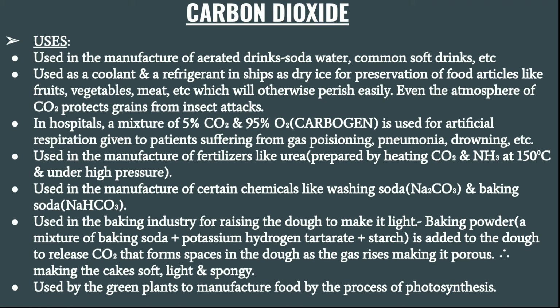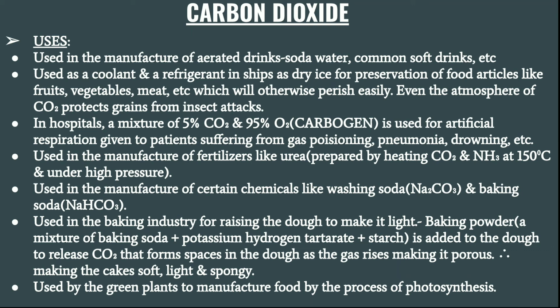Then it is used in the manufacture of fertilizers like urea. It is prepared by heating carbon dioxide and ammonia at a temperature of 150 degrees centigrade and a high pressure. Then it is also used in the manufacture of certain chemicals like washing soda, Na2CO3, and baking soda, that is NaHCO3.